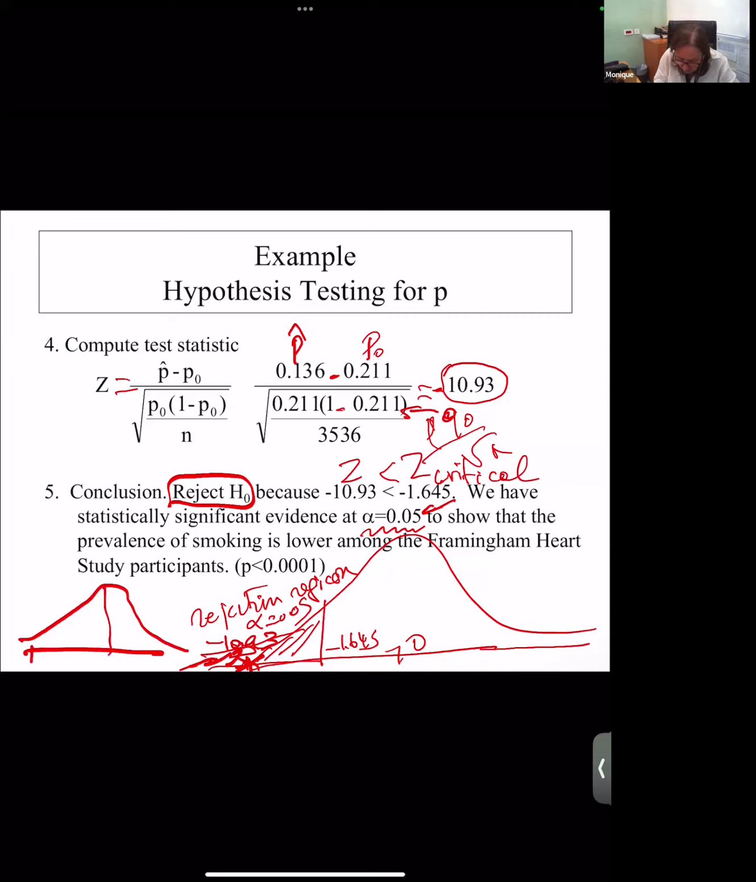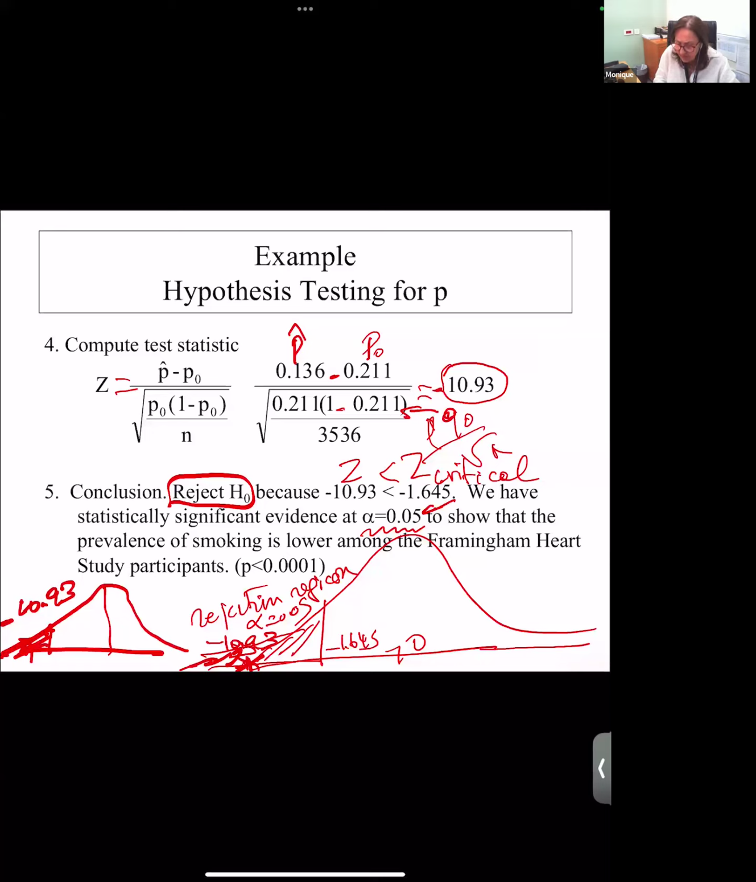And if I look in the Z table for the probability of Z less than that, you don't even have that value in the table, by the way. What you have is the lowest, which would be -4, so it will be 0.001. So the p-value corresponding to -10.93 would be less than 0.001, and therefore this is another evidence to reject H0.